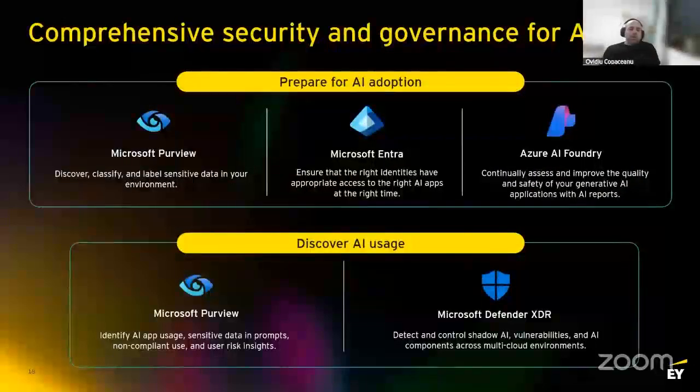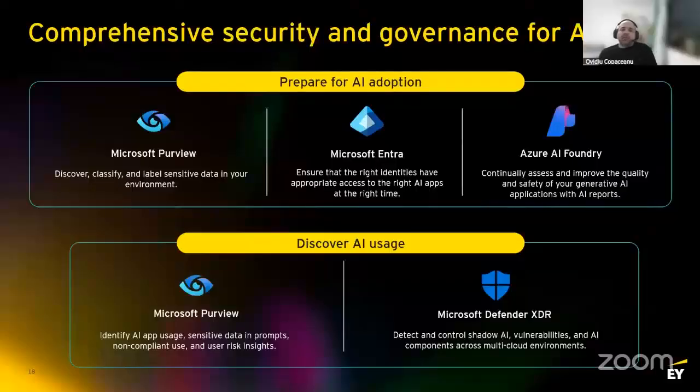Right, and now how do we provide comprehensive security and governance for AI? We need our customers to prepare for AI adoption, and we could leverage a bunch of security tools, from Microsoft Purview to Microsoft Entra and Azure AI Foundry, where basically we can discover, classify, and label sensitive data in our environment. With Purview, we can do that, and we can ensure that the right identities have the appropriate access to the right AI apps with Microsoft Entra, as well as in Azure AI Foundry. We continue to assess and improve the quality and safety of your generative AI.